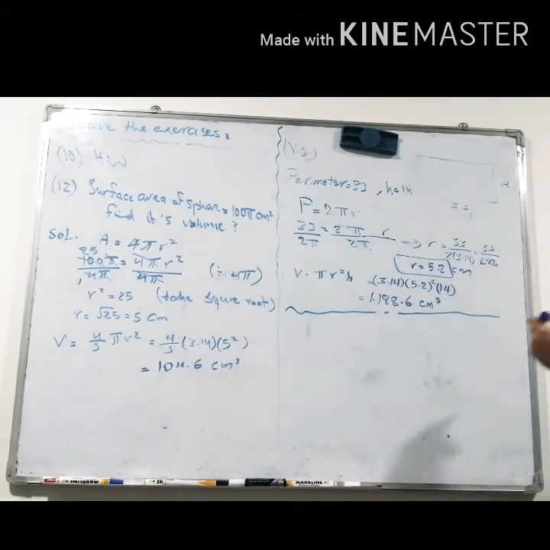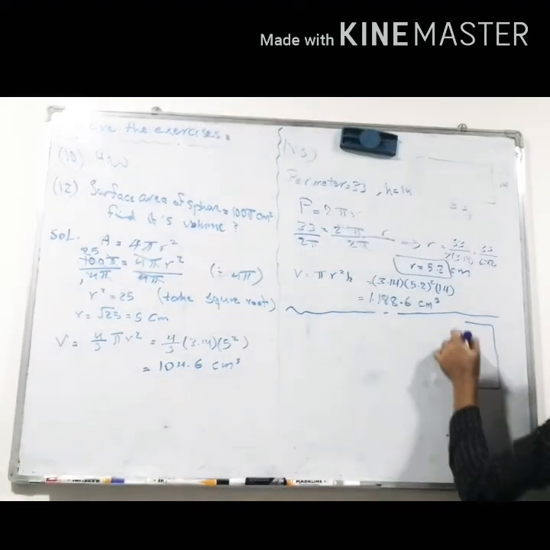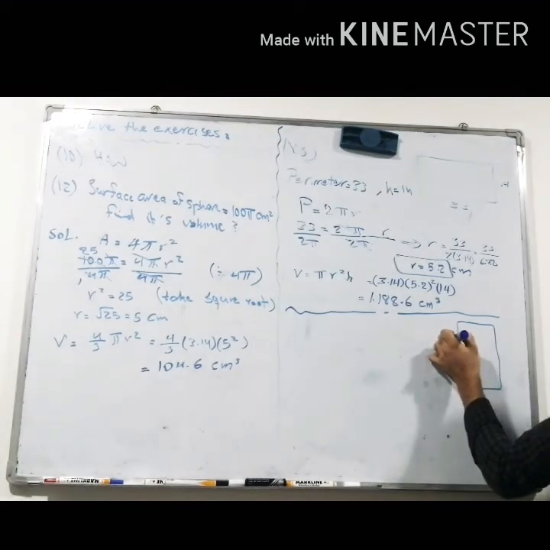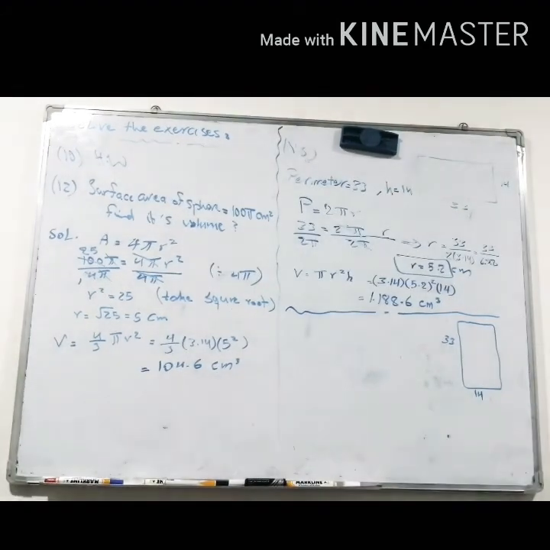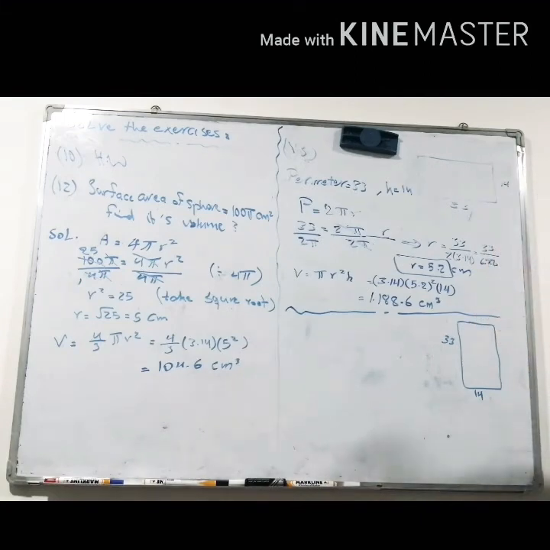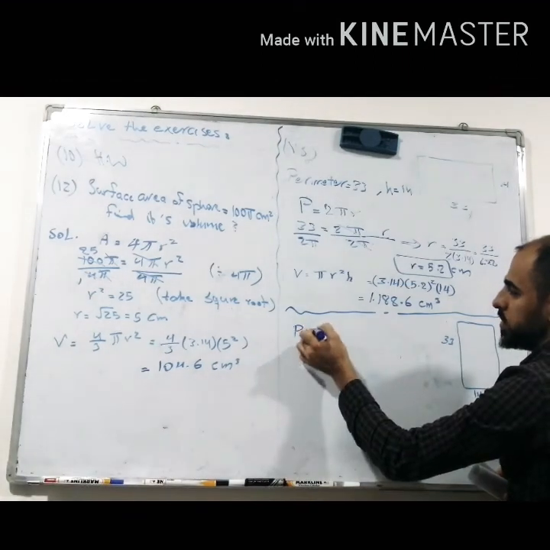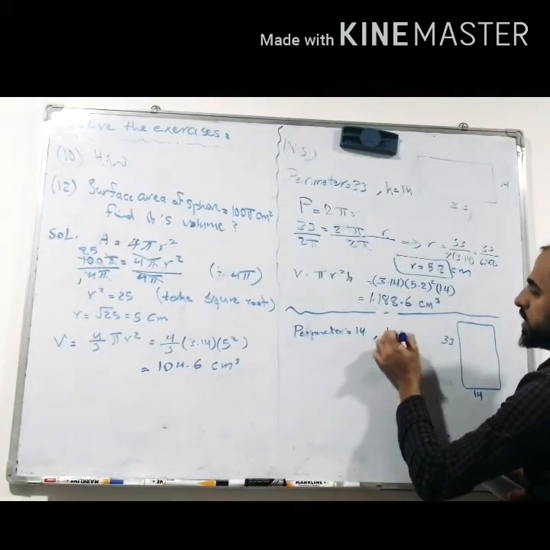Now, if we put the paper in the vertical way, then its height will be 33 and width is 14. If we take the paper in this way, then the number 14 will be the width. Then when we fold it in this way, now 14 will be the parameter, and 33 will be the height. Now, the parameter in this way equals 14 and h will be 33.